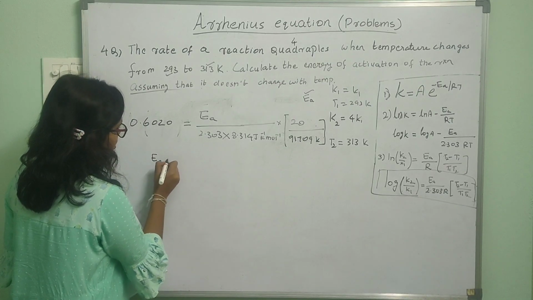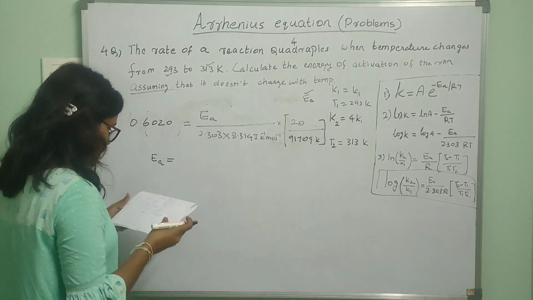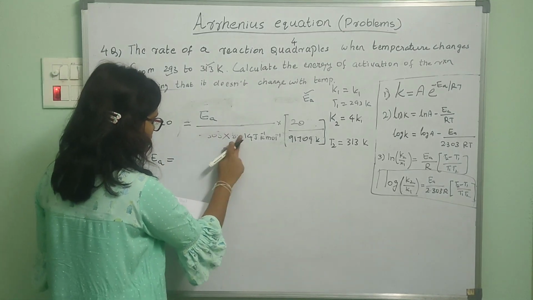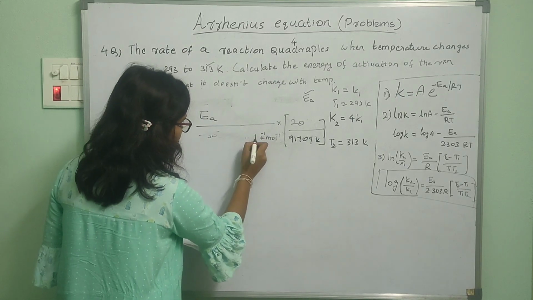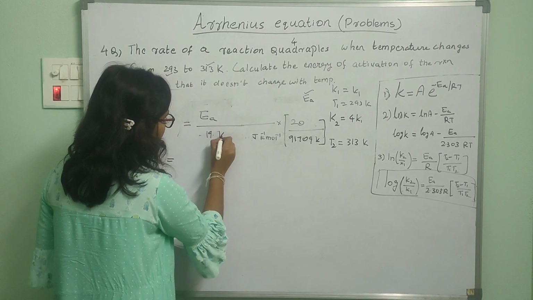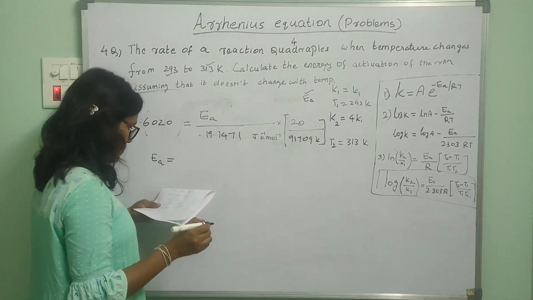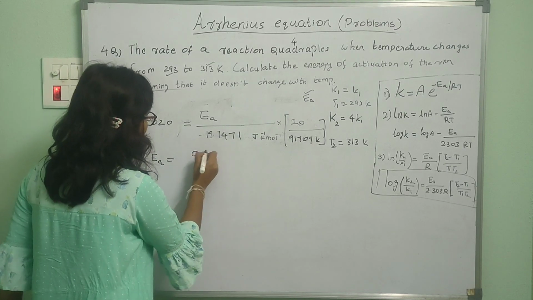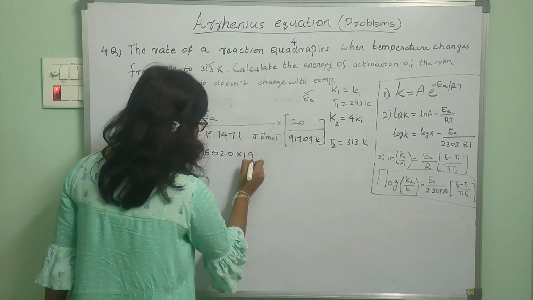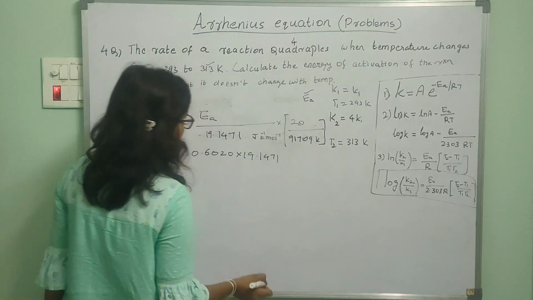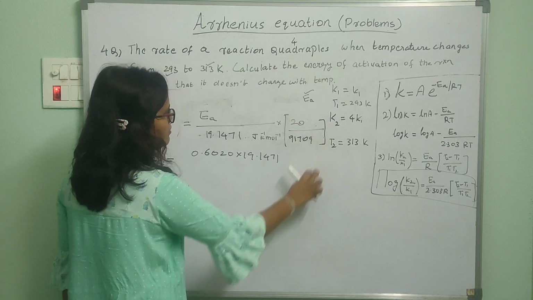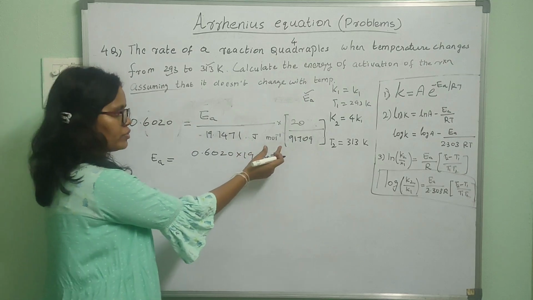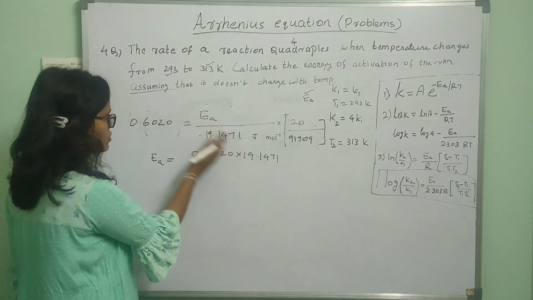What can you do? You can keep EA and you can take these terms this side. So this becomes 19.1471. Should remain. So 19.1471. Yeah. So now EA becomes 0.6020 into 19.1471. So what I will do is I will cancel this Kelvin inverse. So along with this 19.1471, this Joule mole inverse will also go to this side.